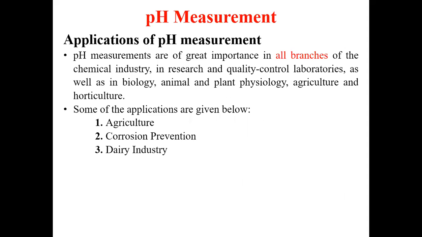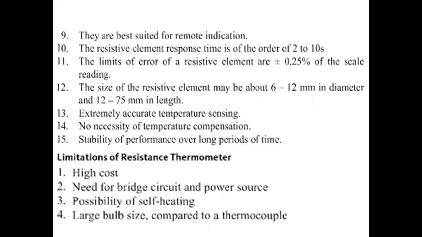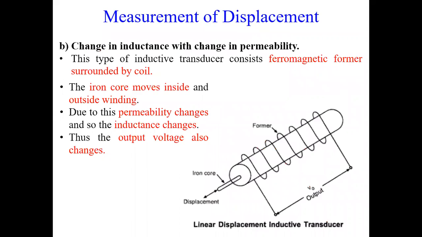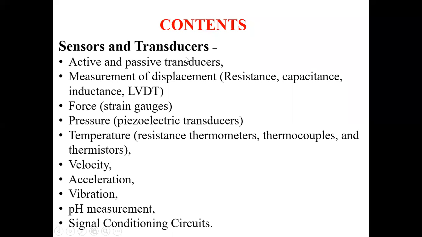So in this unit, what we have learned is what is meant by a transducer, what the different types of transducers are, and the measurement of different parameters like displacement, force, pressure, temperature, velocity, acceleration, vibration, pH measurement, and finally signal conditioning circuits. So this constitutes unit 5.